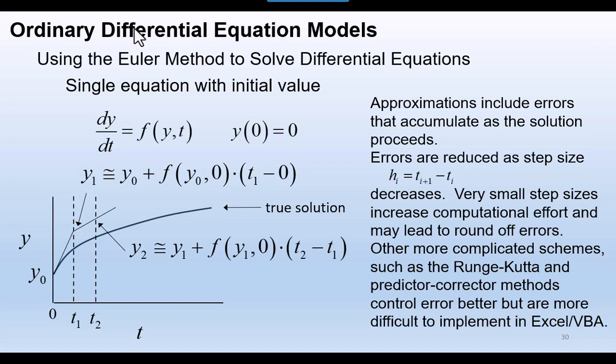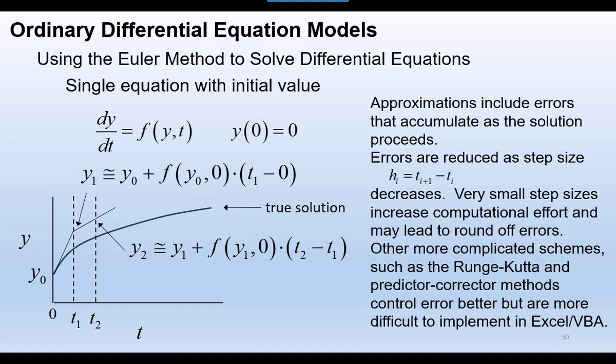So what we're showing on this slide is the scenario for a single differential equation in terms of a dependent variable y and an independent variable t. And the derivative is equal to an arbitrary function involving y and possibly t. And there's an initial value here stated as 0, but it might be a different value like y0, okay?